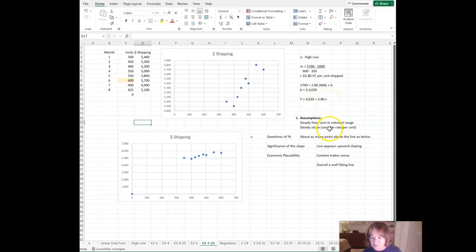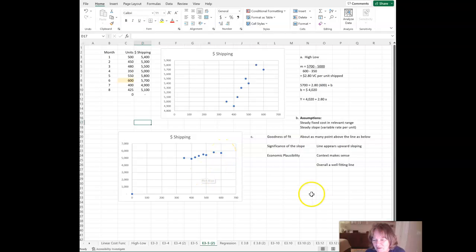And it asks us about the assumptions, that we've got a steady fixed cost in the relevant range. That's what it's looking for, and a steady slope. All right, yeah, well, sort of. I'm sorry, I know how steady it is. It seems like it's changing to me, but maybe I'm too fussy about it.